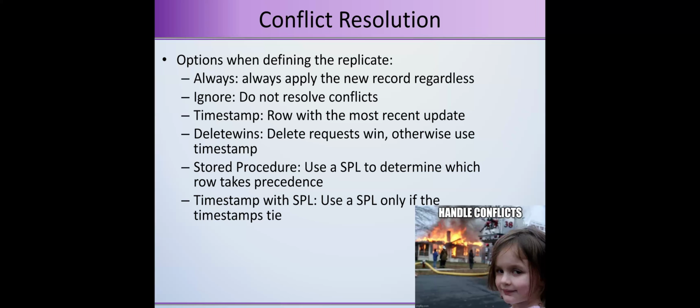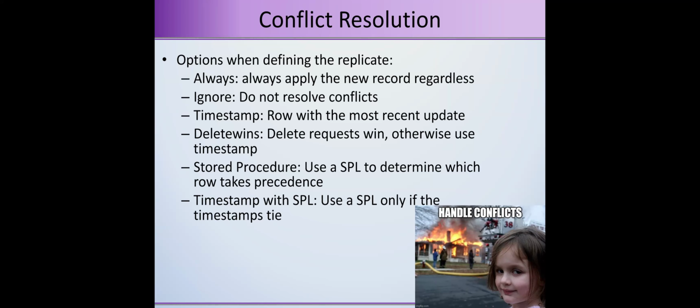Always will mean that whatever one, it always applies. So whichever transaction comes in last is what it's going to be. Ignore means you do not resolve conflicts. This is generally used for one-way replication. Timestamp will be the one with the most recent update based on the timestamp on the row.